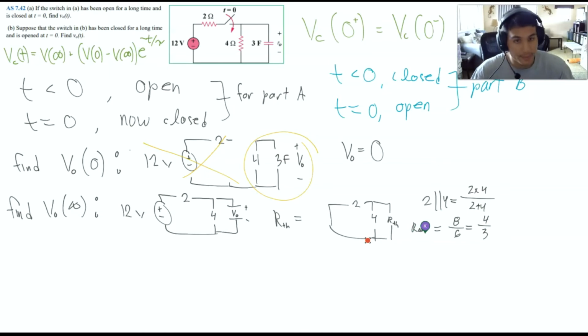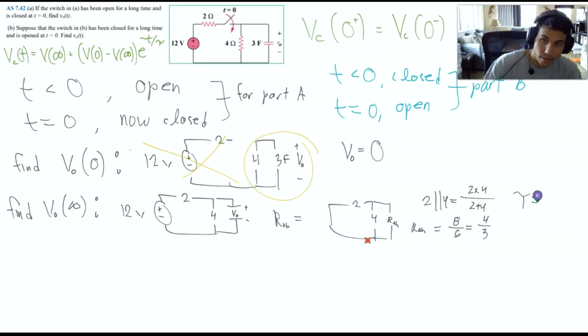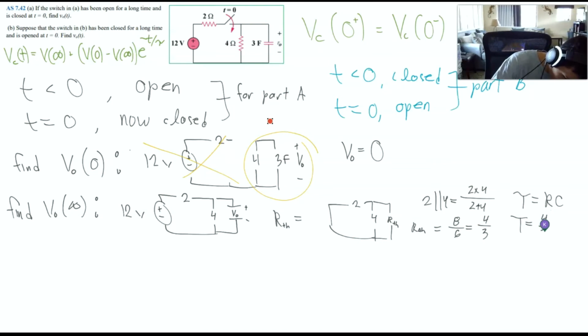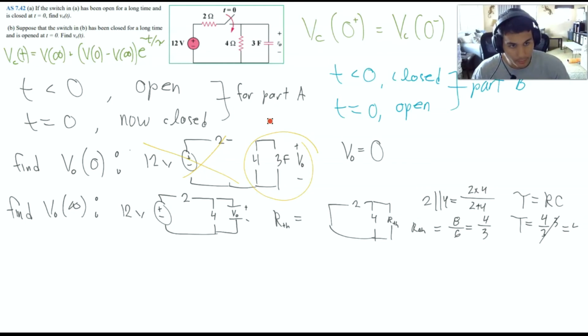Then tau is equal to RC. What's R? R is 4/3 and C is 3. So it's 4 over 3 times 3. As you can see, they cancel, so tau is just equal to 4. Okay, updated now.